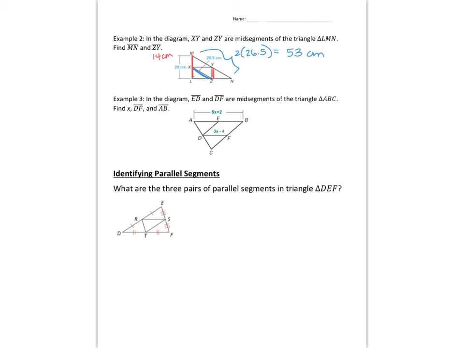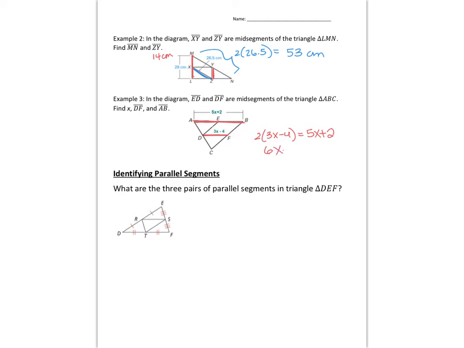Again, I'd like you to pause this after I read it. In the diagram, ED and DF are the mid-segments. Find x, DF, and AB. So pause, and then try it, and then now we'll go over it. Okay, so I know that this line is going to be exactly 1/2 of that line. So it's actually easier, in my opinion, to double the smaller one rather than have to use a fraction of a half and equal it to the total.